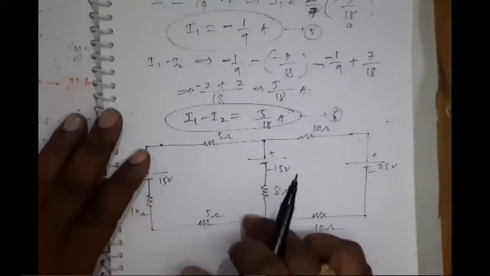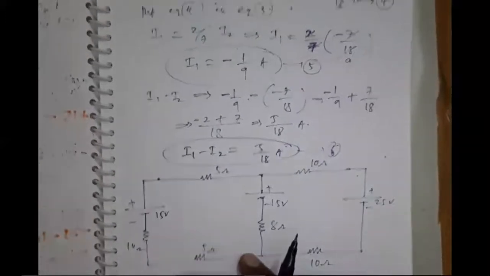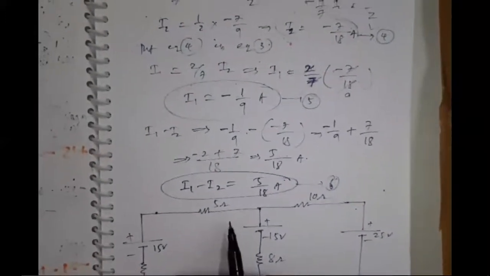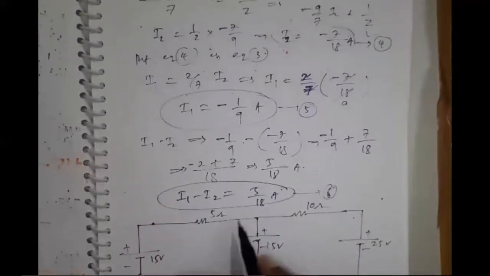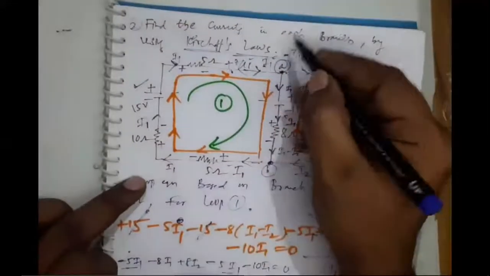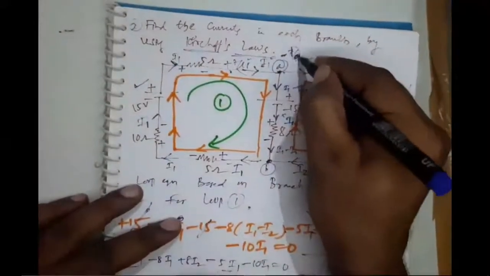How can you make the conclusion? Instead of giving the directions like this, you should give the directions like this. How can you give the direction for this I2? Let me write, where is I1? This is I1, right? This is not minus 7, I1 will be minus 1 by 9.